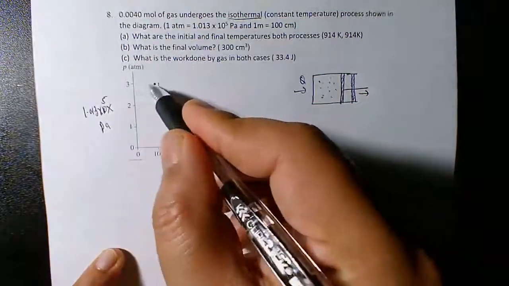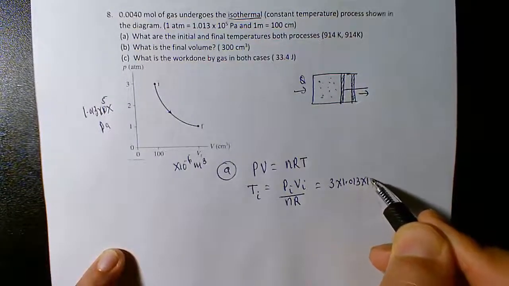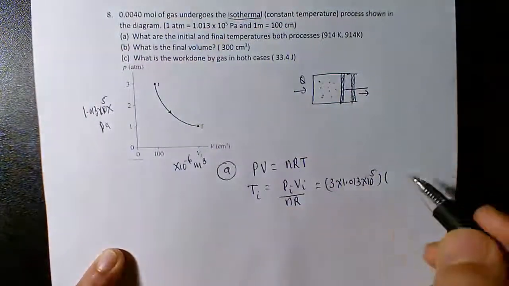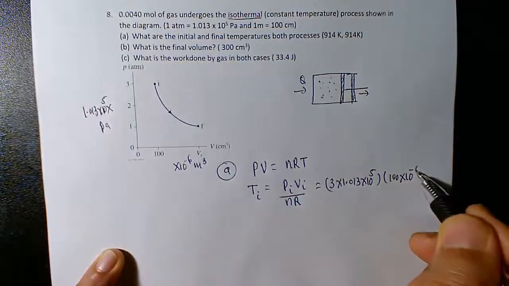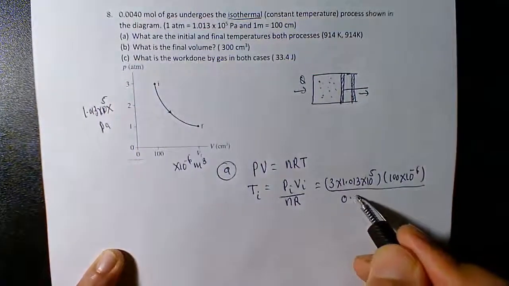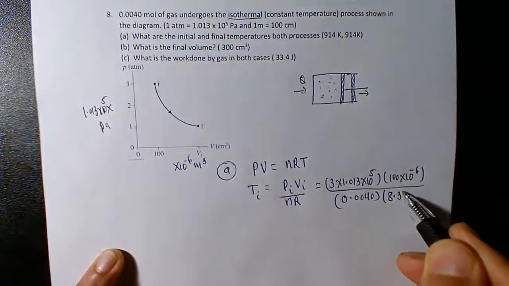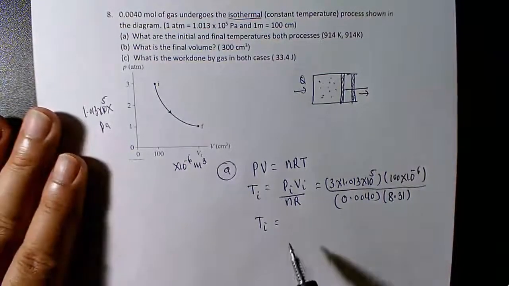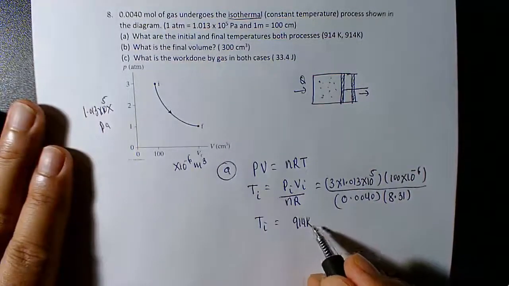So initial pressure is 3 atmospheres, but you have to convert into pascals, like I said. Initial volume is 100 centimeter cube, but we want meter cube, so multiply by one millionth. And then n is the number of moles, which is given as 0.004, and R is the universal gas constant. The gas constant is always constant. Okay, so you can now solve for the initial temperature. Initial temperature is 914 Kelvin, right?